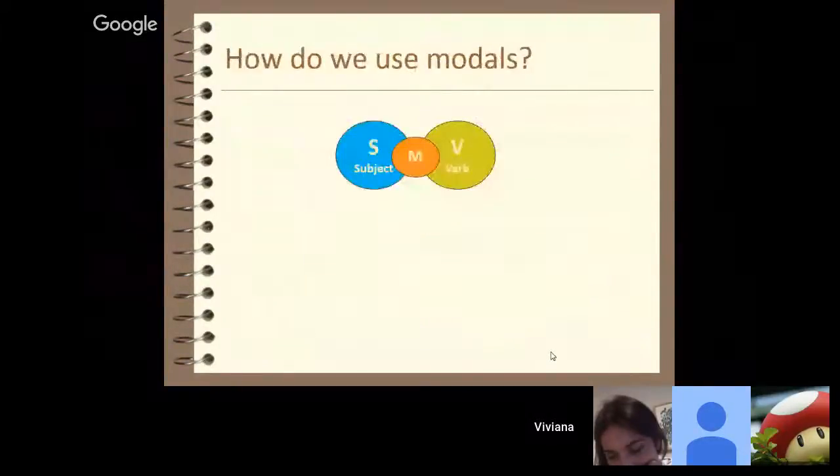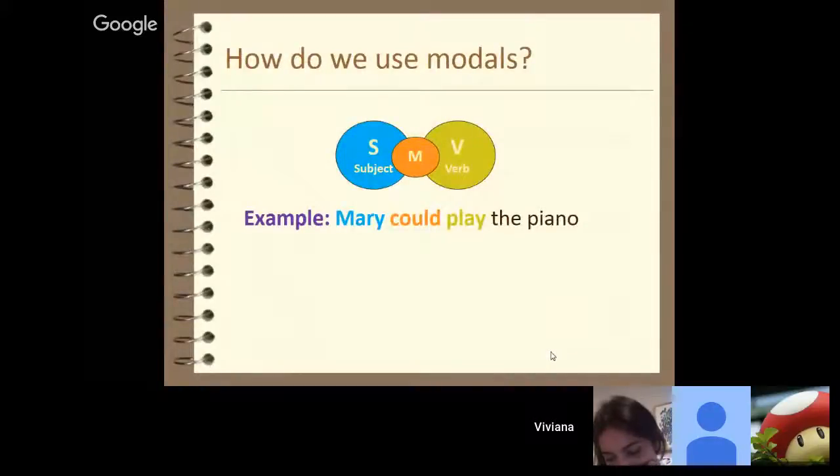Okay, how do we use the modal verbs? In affirmative sentences, first we have the subject, then we have the modal verb, which is the auxiliary verb, and then we have the base verb. So here we have: Mary could play the piano. Now, if there is a question, first we use the modal verb. It will be like could, and then the subject. Could Mary play the piano? That is the way it will go.